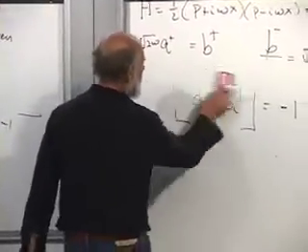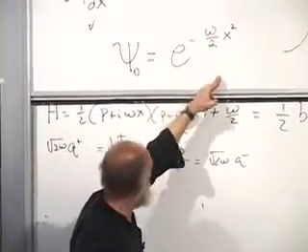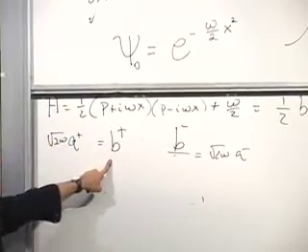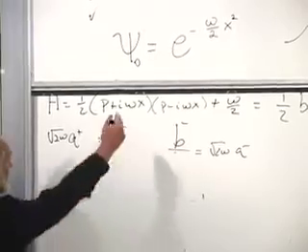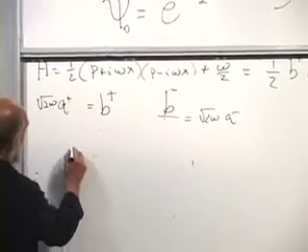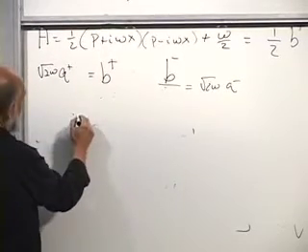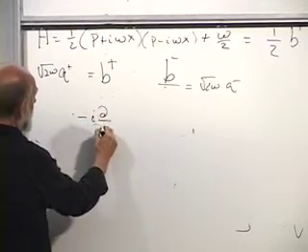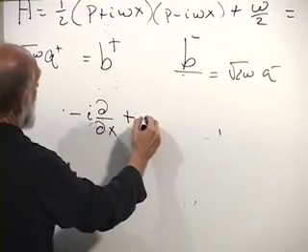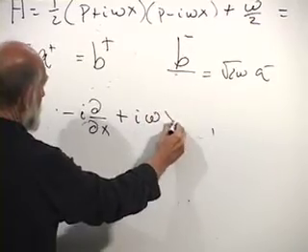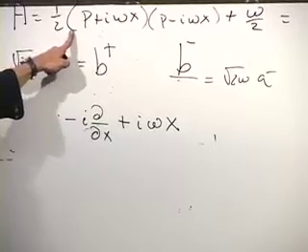So let's take the ground state, e to the minus omega over 2 x squared, and hit it with B plus. We should find the next energy level. Let's see what the wave function looks like. B plus is, forget the 1/2, B plus is minus i d by dx plus i omega x, where I've used minus i d by dx for P.